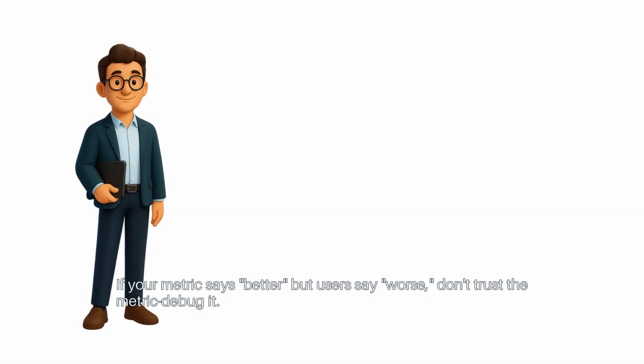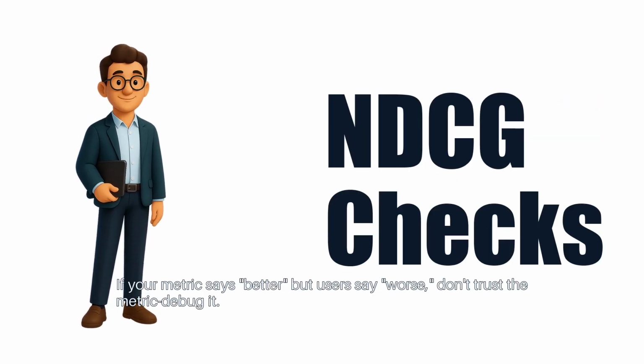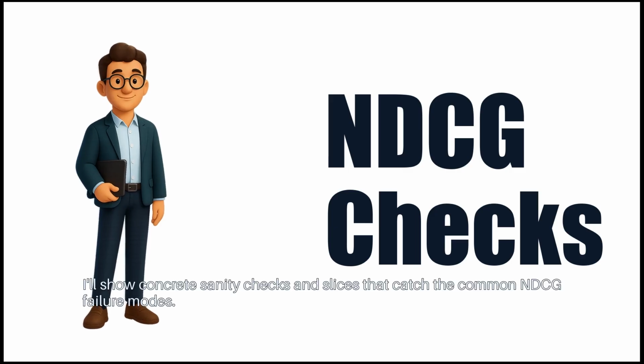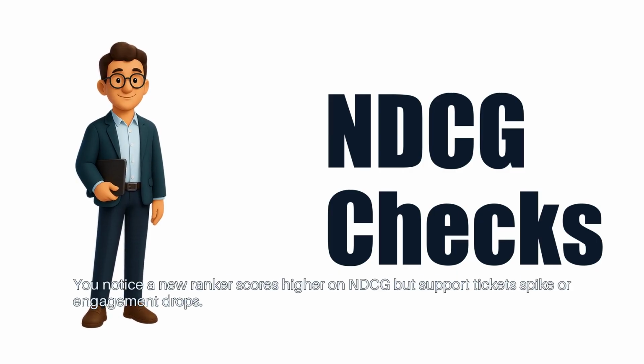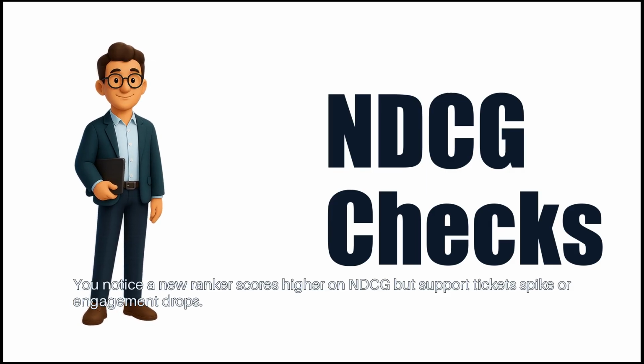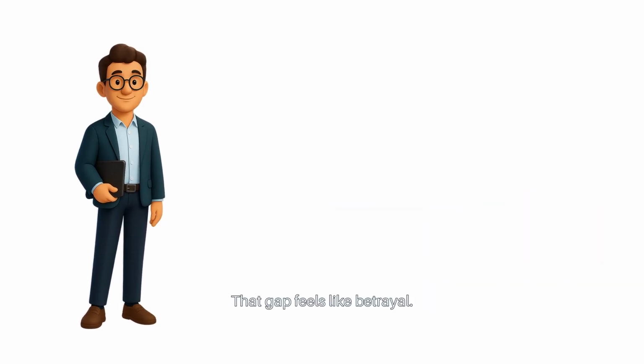If your metric says better, but users say worse, don't trust the metric, debug it. I'll show concrete sanity checks and slices that catch the common NDCG failure modes. You notice a new ranker scores higher on NDCG, but support tickets spike or engagement drops. That gap feels like betrayal.